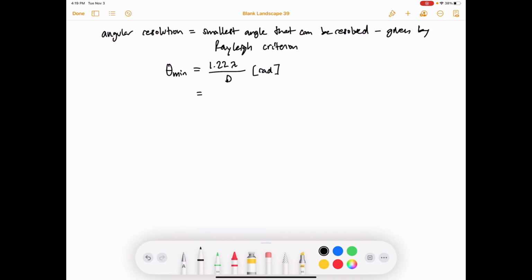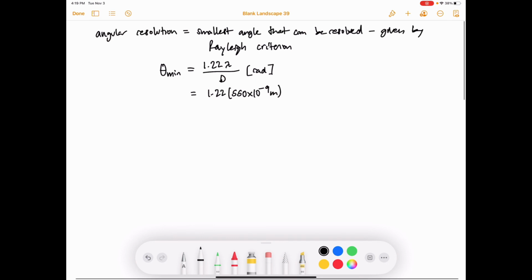And for the Hubble Space Telescope, we have 1.22. The lambda we're going to use is 550 times 10 to the minus 9 meters. By the way, that corresponds to green light. So 550 nanometers is 550 times 10 to the minus 9 meters divided by d. That's the size of the aperture, the circular aperture of the Hubble Space Telescope. So that's 2.4 meters. Okay, so that gives us 2.8 times 10 to the minus 7 radians.